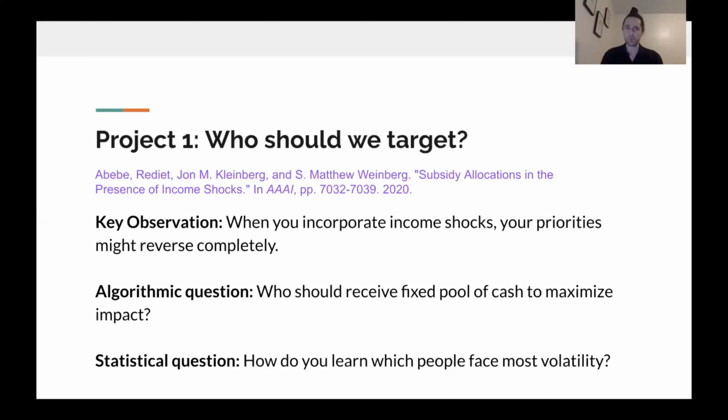But then there's also a really interesting statistical question here. Income volatility can come from a variety of sources. It can come from your health, it can come from your family, it can come from your occupation, such as agriculture. How do you learn who is the most vulnerable, whose income is the most volatile? This is a really important data science problem.